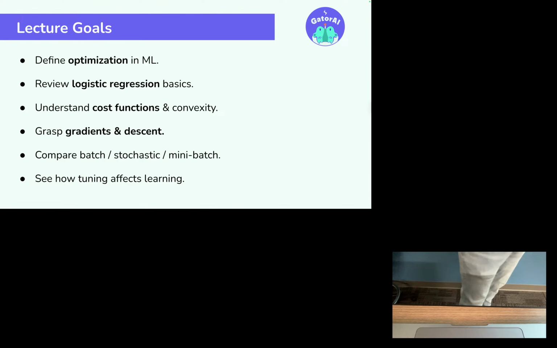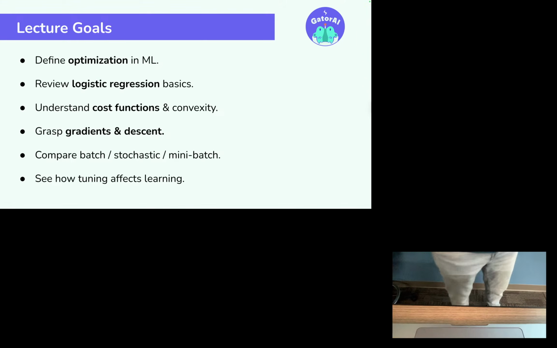These are our goals for this lecture. First of all, we want to define what optimization is. We want to review logistic regression, which was our last lecture. We then want to move on to understanding cost functions and convexity, then gradient and descent, and then compare batch, stochastic, and mini-batch gradient descent. And finally, see how tuning our parameters affects learning and whether we're actually improving our model or not.